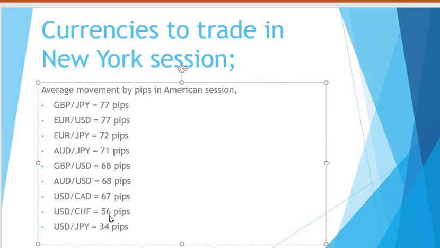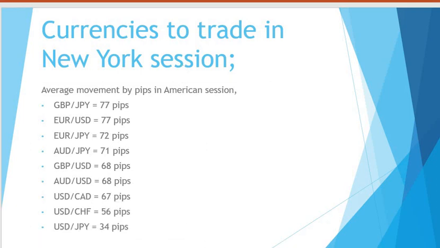USD CAD moves 67 pips and USD CHF moves 56 pips. And what is astonishingly surprising is that USD JPY is still at the bottom of this list. The USD JPY pair is the least volatile among all the pairs which I discussed here. So now I assume you have a clear idea of which pairs to trade in which specific session. Let me enlighten you a little extra about the New York session.